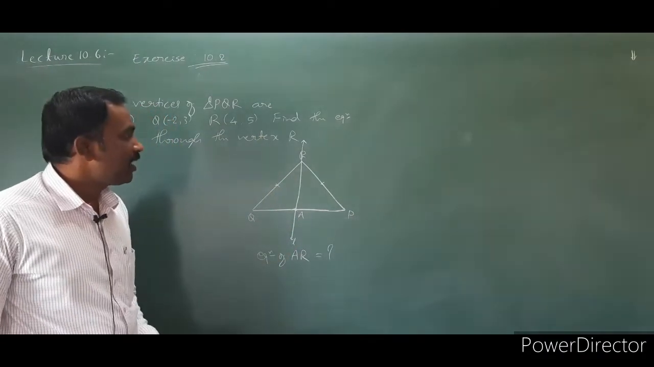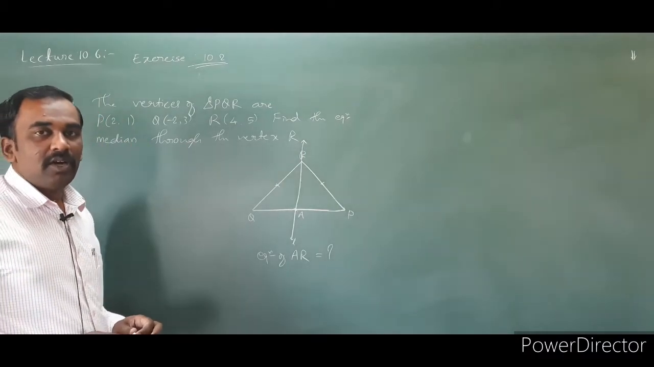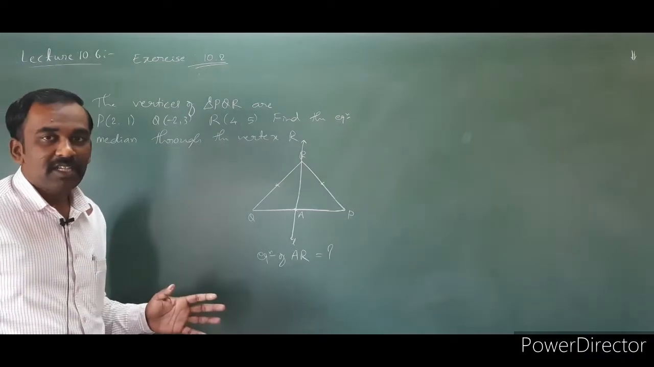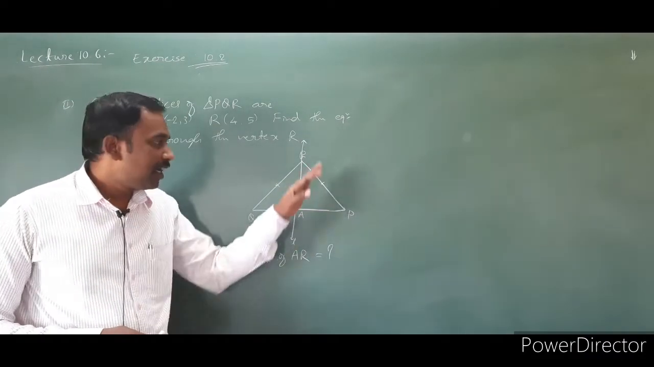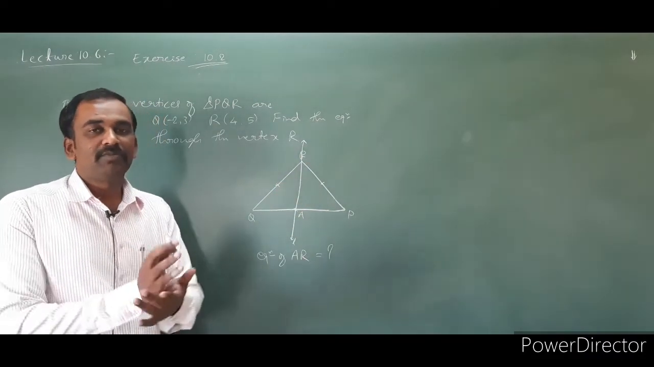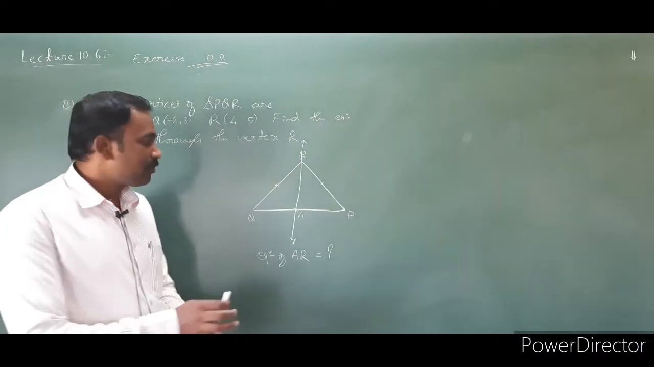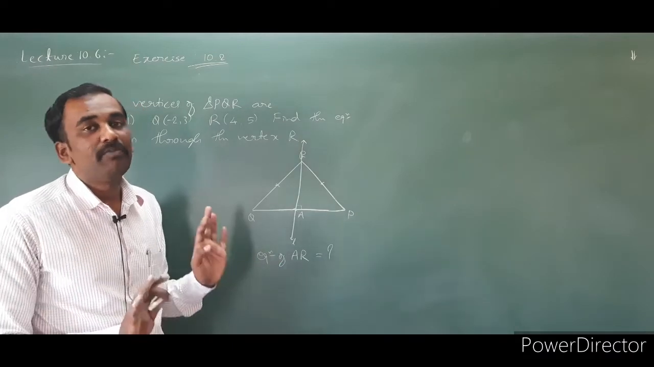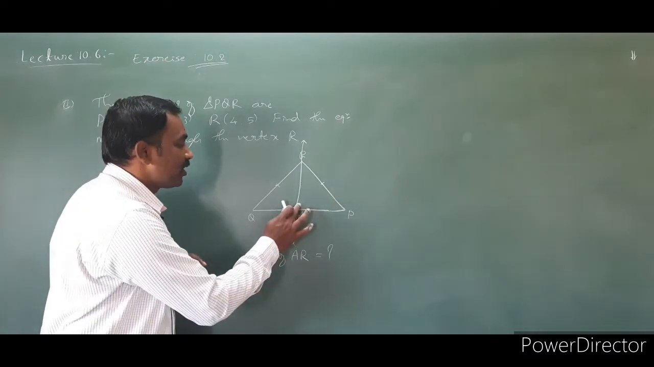So, how do you find the equation of this line? A median is a line which passes through the middle of the side. Is it necessarily perpendicular? Need not be, it may or may not be. A median is not necessarily perpendicular.